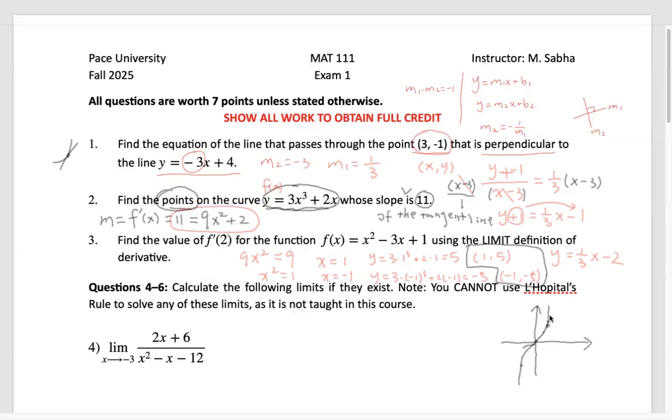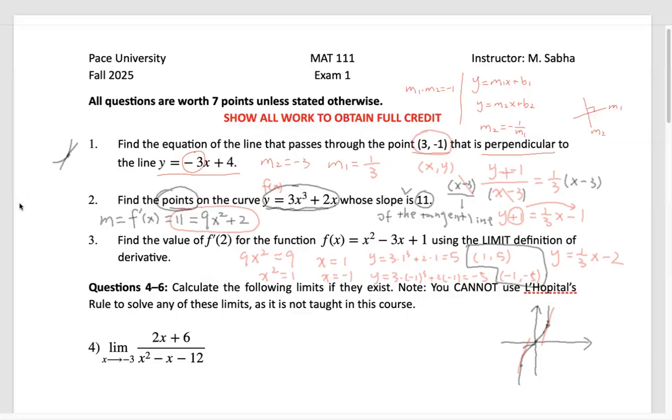Tangent means the straight line touches the graph, touches the curve at one point. You see these two, right? These two. So this is 1 and 5. This one is negative 1, negative 5. So 2 points. That's for the second one.